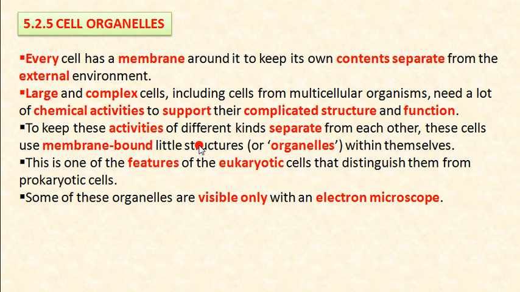Okay, as for example our human body, we are very complicated, and so are our functions. To keep these activities of different kinds separate from each other, these cells use membrane-bound little structures, we can say organelles. So this is called organelles. They are membrane bound, it means they have an outer layer membrane, and these activities can differ in these organelles. So this is one of the features of eukaryotic cells that distinguish them from the prokaryotic cell.